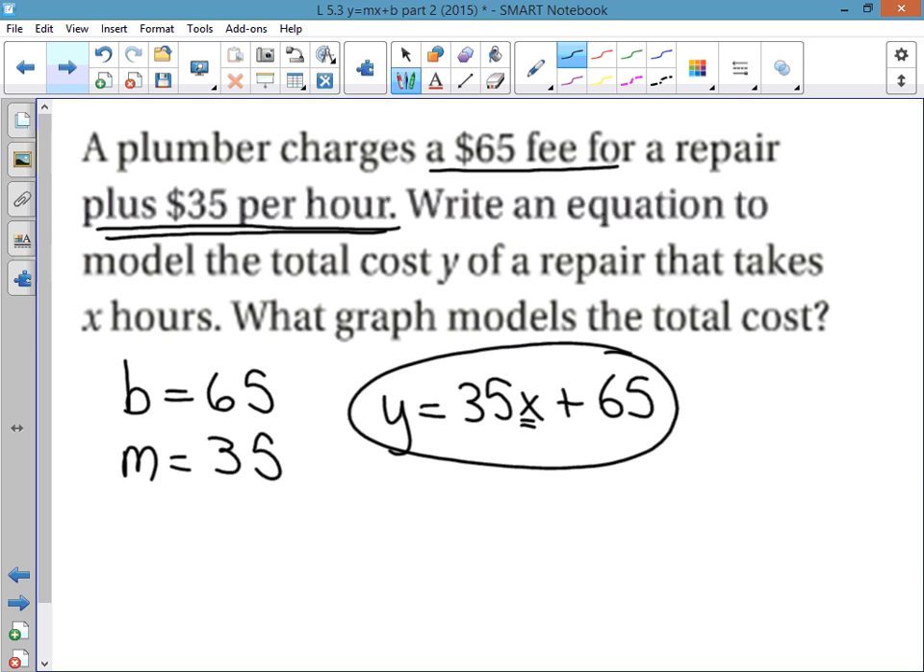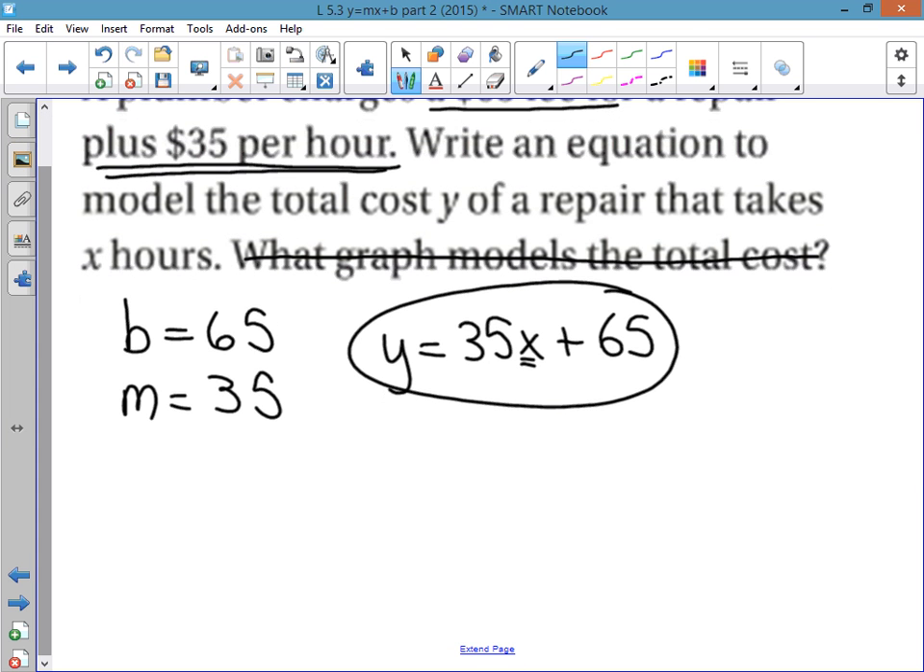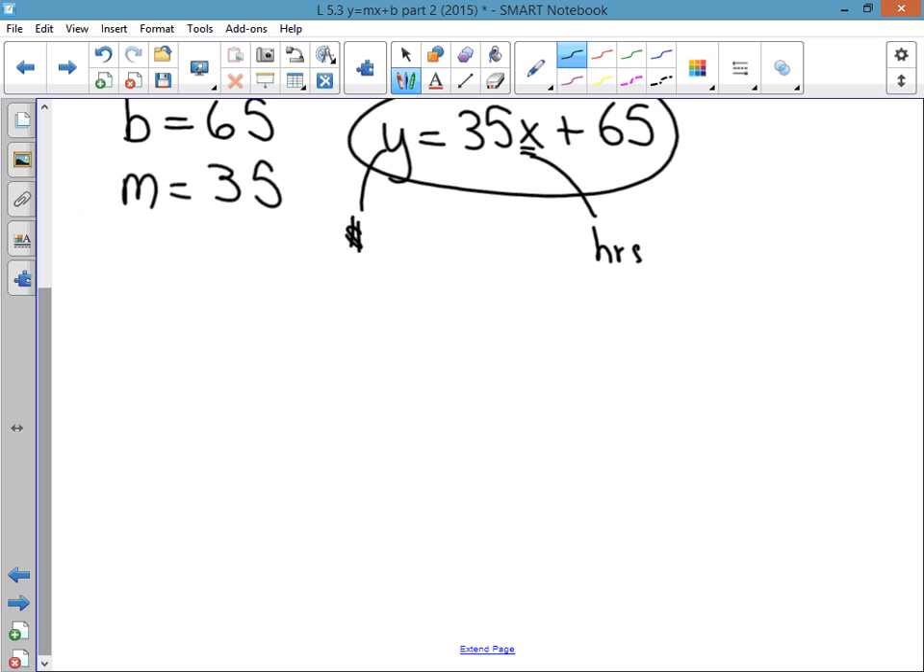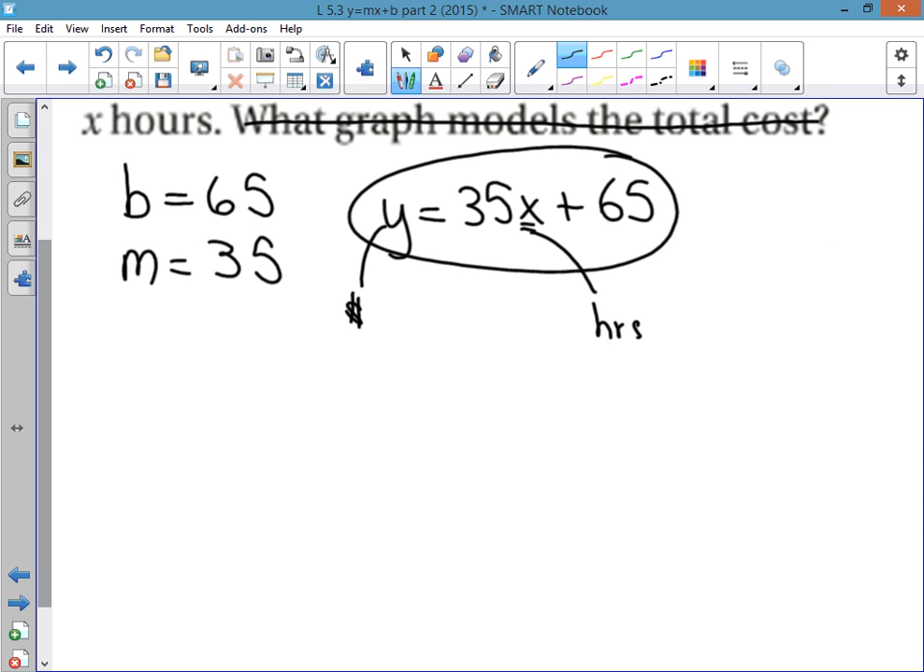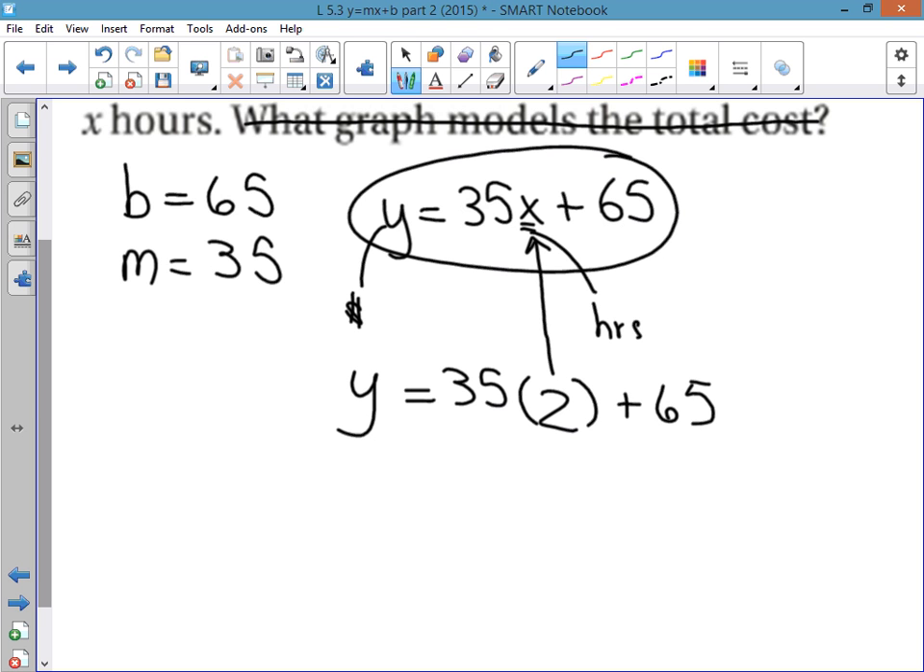Now I'm going to skip the graph for now and show you that in class, but I do want to show you how you can use this equation. If the plumber shows up and has to work at your house for 2 hours, how much will that cost you? Well, y represents the total cost, and x represents the hours. So if a plumber shows up and works for 2 hours, I can put 2 in place of the x and use the equation to calculate my total cost y.